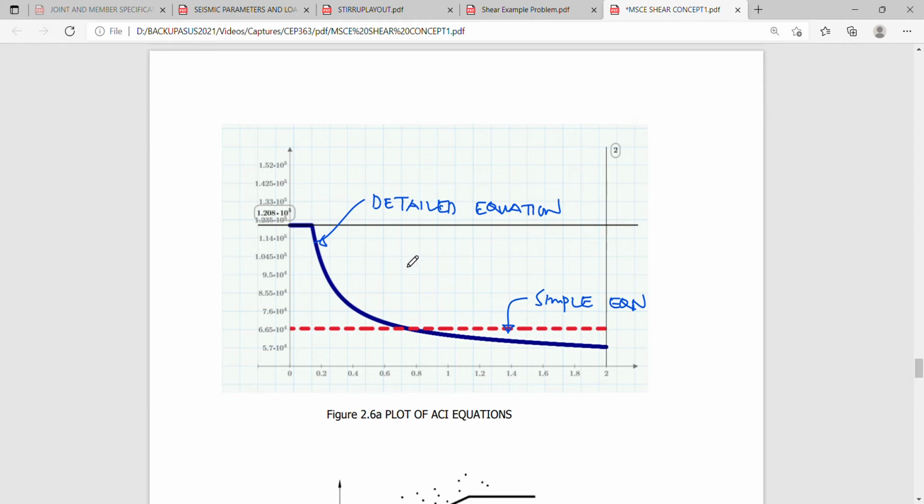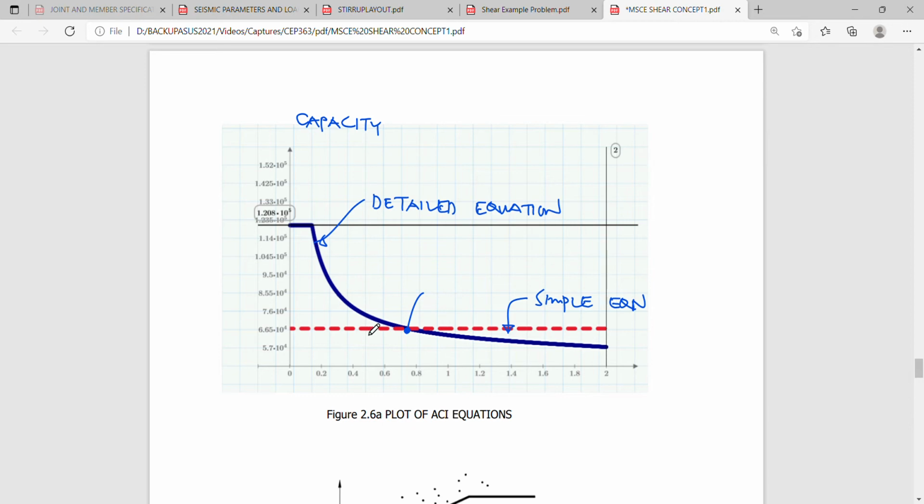And if I compare the two equations right now, since we are looking into the capacity of your beam in shear, I can say that the detailed equation is less conservative than the simple equation up to this point of intersection. So at this point, there is a break-even point upon which the capacity determined by the detailed equation and the simple equation are just the same.